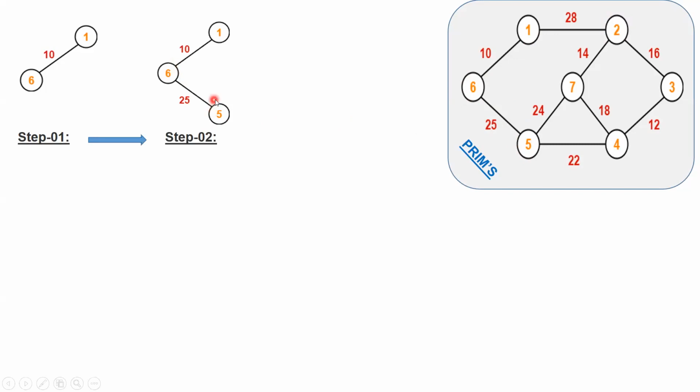Now we have to consider the edges that connect 1, 6, and 5. All three vertices we must consider. So 1 to 2, 28 is there. 5 to 4, 22 is there. 5 to 7, 24 is there. Among these, which is the minimum? 28, 24, 22. So 22 is the minimum.